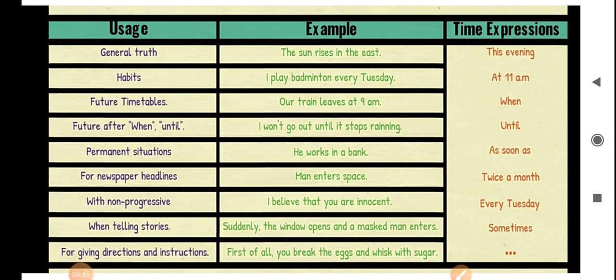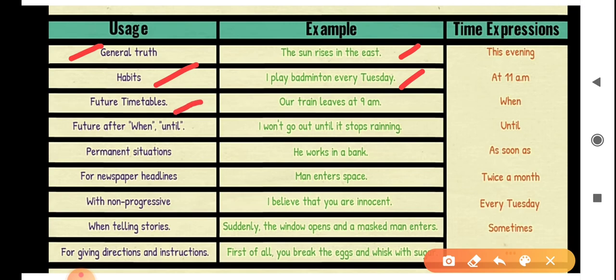Here are some uses of simple present tense. First one is general truth. For general truth, we always use simple present tense. For example, the sun rises in the east. For habits, we also use simple present tense. I play badminton every Tuesday. It's a frequent activity on Tuesday, that's why we use simple present tense.